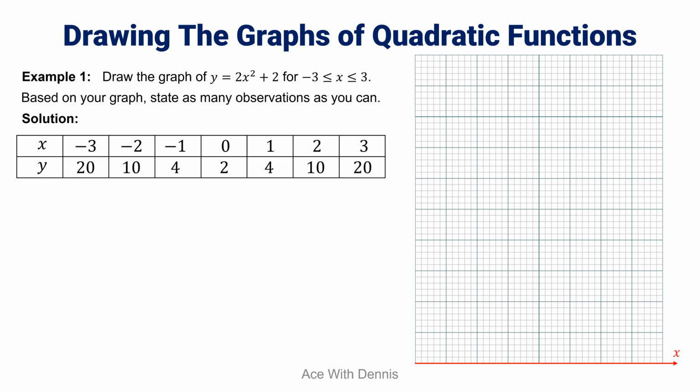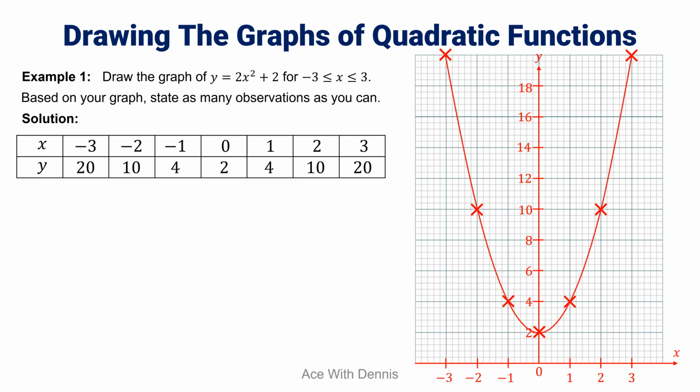We take out the graph paper, then we draw the x-axis followed by the y-axis. This will be the origin, value is 0. Label the positive and negative values for the x, and also the scale for the y-axis. Once we have done this, we can start to plot the points. These are the points that we get from the table. After that, we join all these points together with a curve. We'll get the quadratic graph of the function y equals 2x squared plus 2.